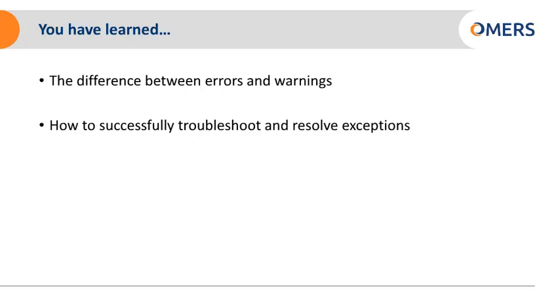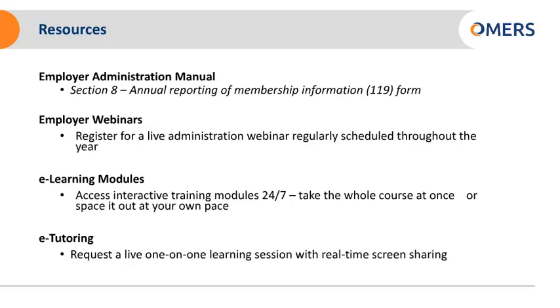Today you have learned the differences between errors and warnings, and how to successfully troubleshoot and resolve exceptions. The Online Employer Administration Manual is somewhat of an encyclopedia of OMERS administration policies and procedures. Anytime you have an administrative question related to OMERS, we recommend that you check the Employer Administration Manual, as you will likely find the answer. Section 8 specifically covers the 119 reporting process. However, the EAM is a great resource for all your OMERS administration.